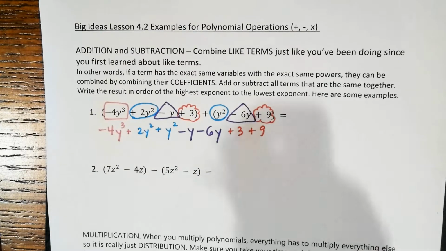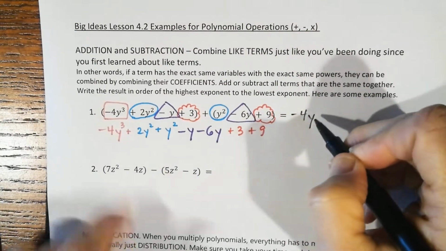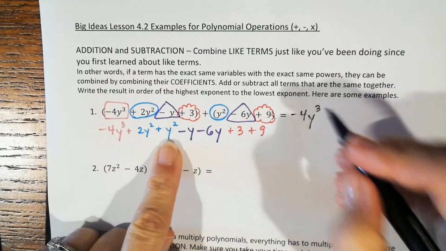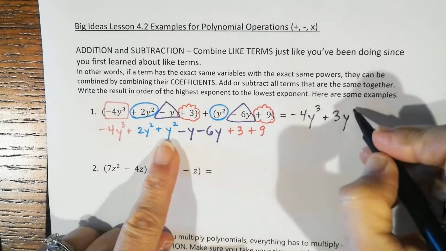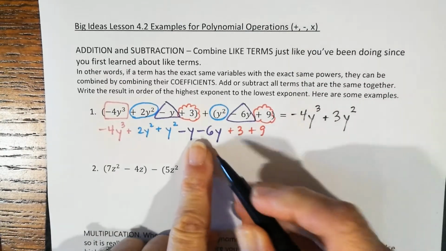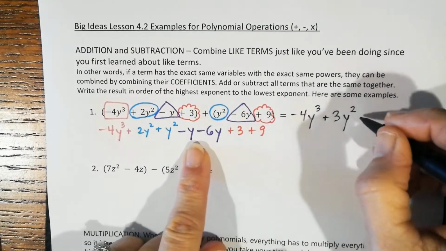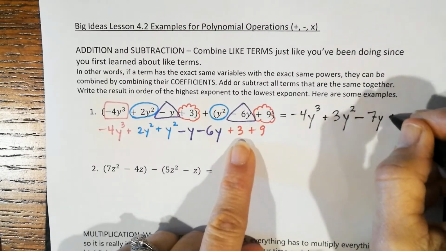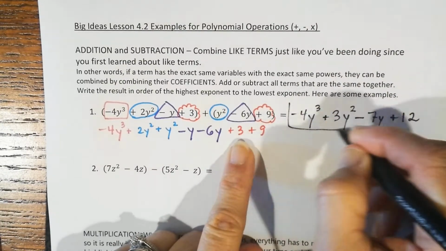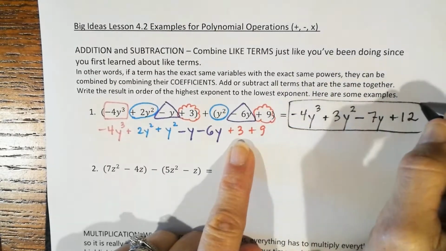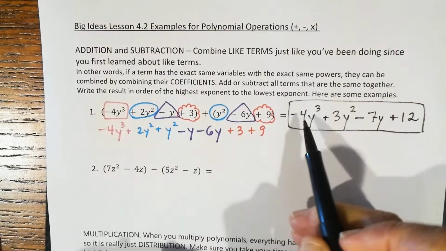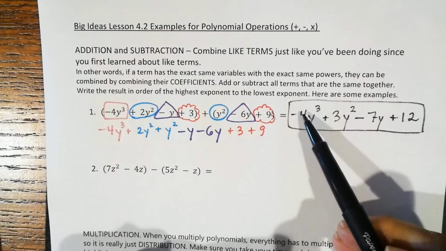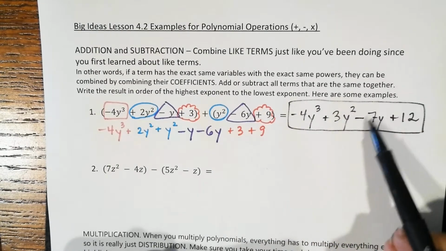Your final answer here is going to be minus 4y cubed. And then there's 2 of these plus 1 more, so it's going to be 3y squared. We have a minus 1y and a minus 6y, so that's going to be minus 7y. And then we have +3 and +9, so that's going to be +12. So your final answer, when you add these two together, is like this. And remember, you also put the result in order of the highest exponent. So the y cubed comes first, and then the y squared, and then the y, and then the 12.